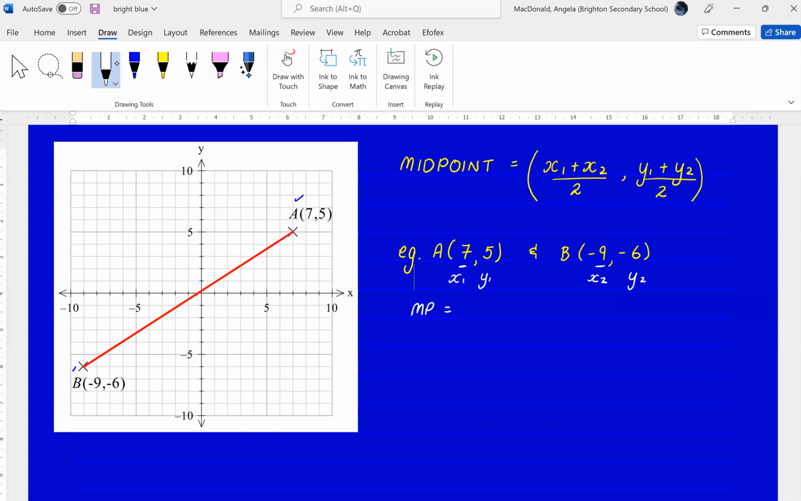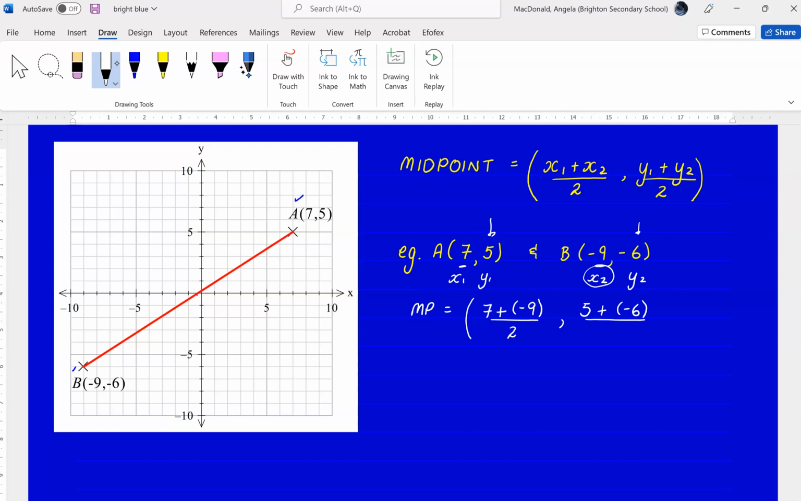Anyway, our midpoint, following the formula up above. I'm not going to write it again because we've just got it right there. So x1 plus x2, so that means it's going to be 7, plus our x2, which is this one, so plus minus 9, all over 2. And then we're going to do y1 plus y2.